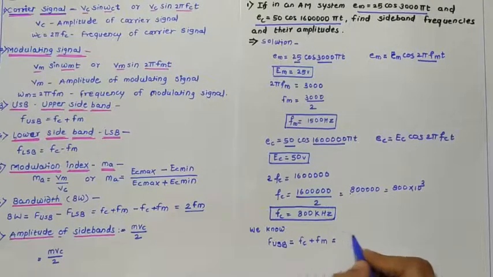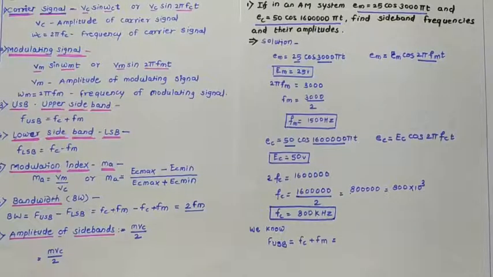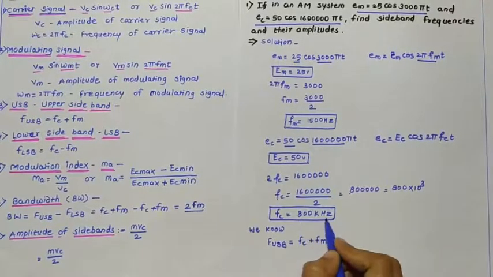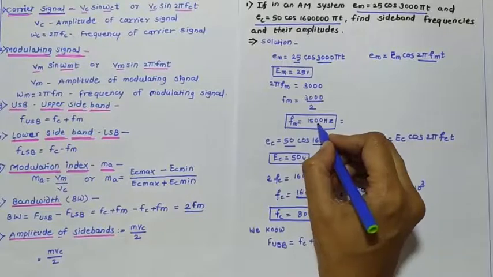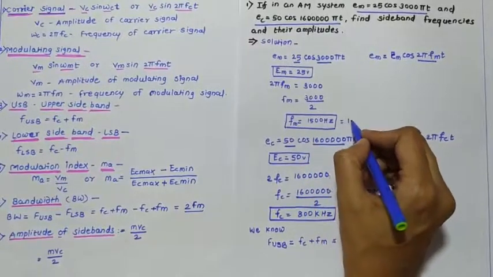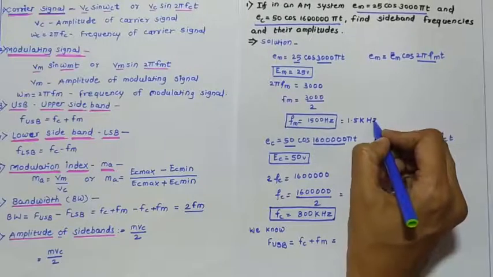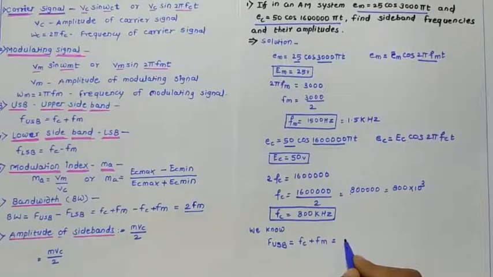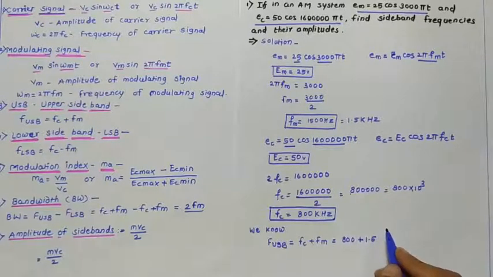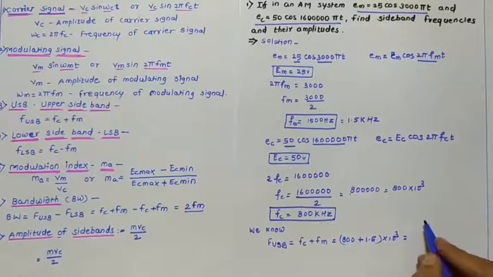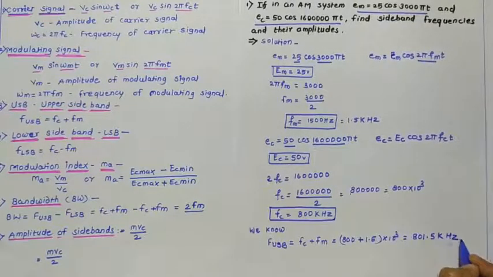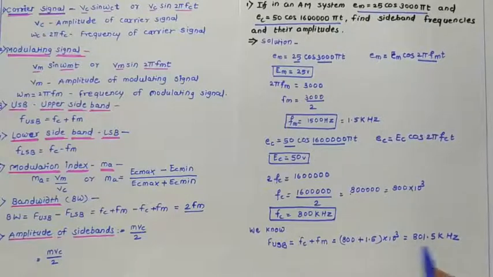FC plus FM. FC is nothing but 800. As this is 800 kilohertz, we can convert FM: instead of writing 1500 hertz, it is 1.5 kilohertz. Now 800 plus 1.5, in terms of kilohertz. So we'll write here 801.5 kilohertz. So the frequency of the upper sideband is 801.5 kilohertz.